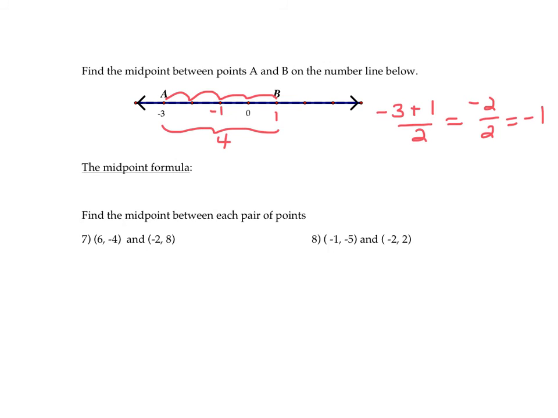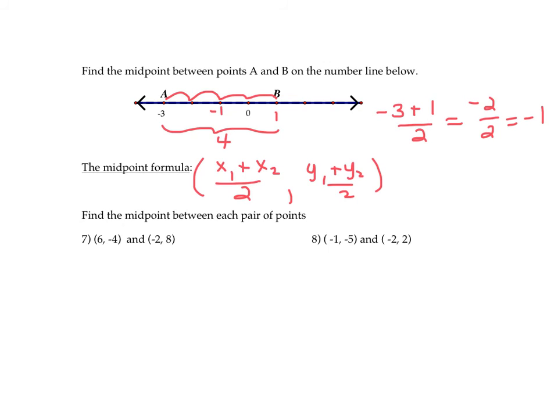Now, on the coordinate plane, we have not only x values, but we also have y values. So the midpoint formula is you take x1 plus x2 divided by 2. Then you take y1 plus y2 and divide it by 2. So the midpoint is the average of your 2 points. The x-coordinate is the average of the x values. The y-coordinate of the midpoint is the average of the y values.